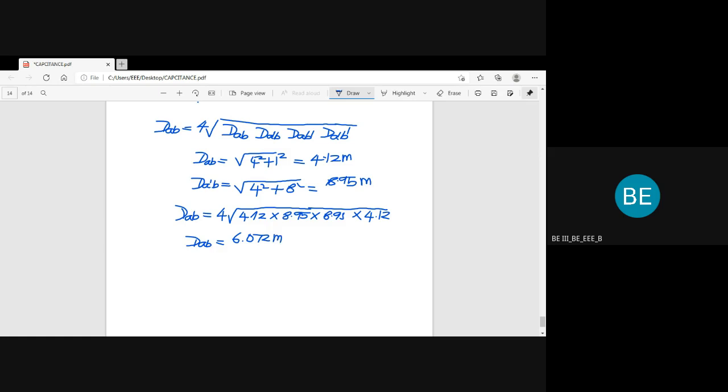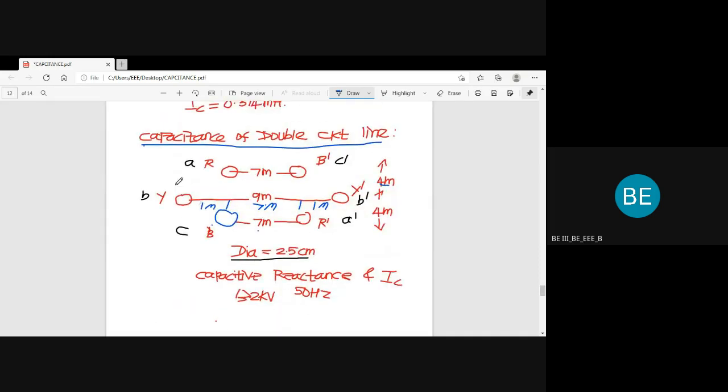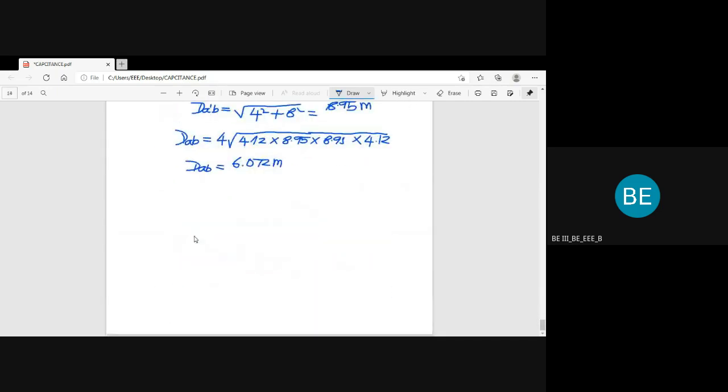So DAB and DBC, because it is like a mirror image. So if you just go to the picture, DAB and DBC will be similar. So whatever value you have found out will be for DBC also. If you want, you can find out, it will be the same. So the only next thing is we have to find out DCA.